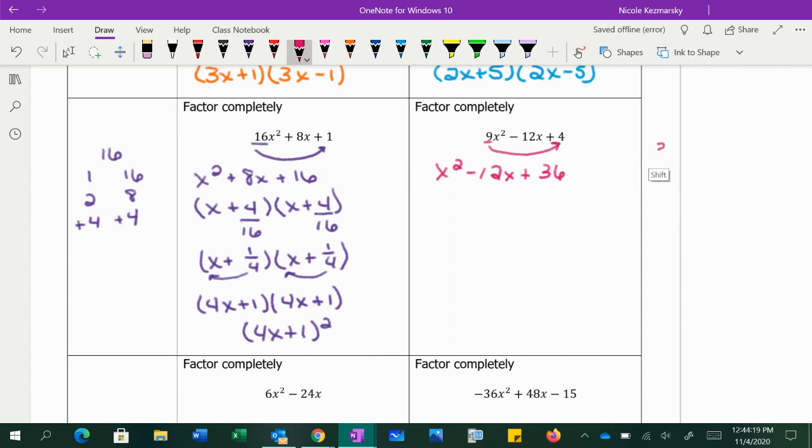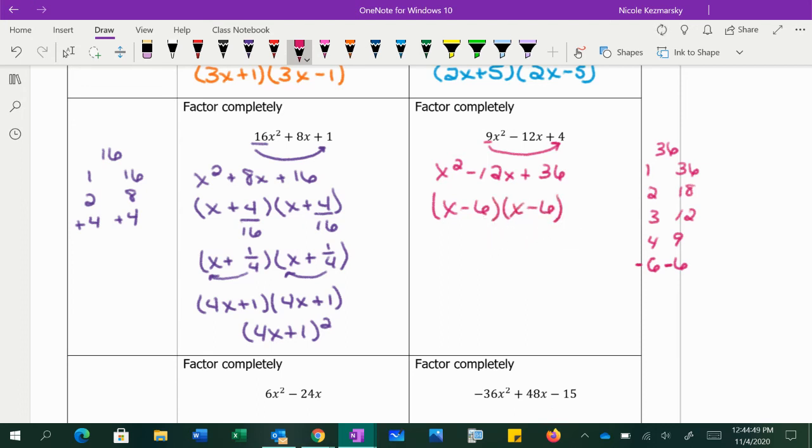I'll do factor pairs for 36. So 1 and 36, 2 and 18, 3 and 12, 4 and 9, not 5, but 6 and 6. And I need 12. So it looks like minus 6 and minus 6 will get me minus 12. So I'll write x minus 6 and x minus 6.